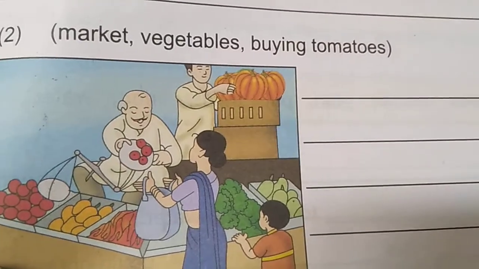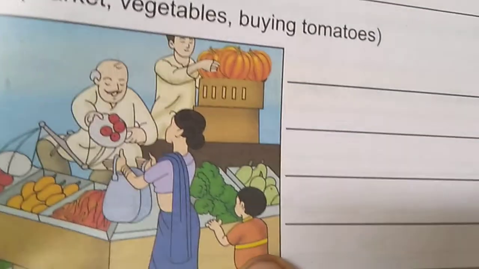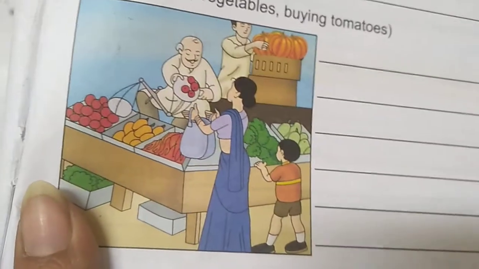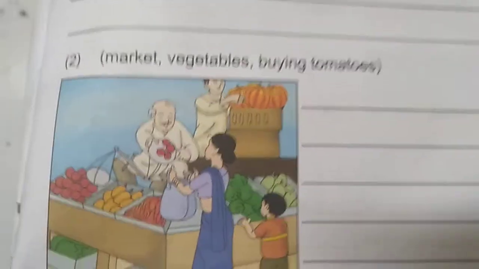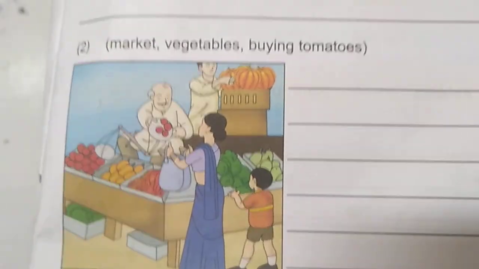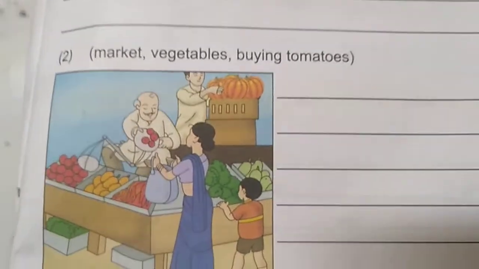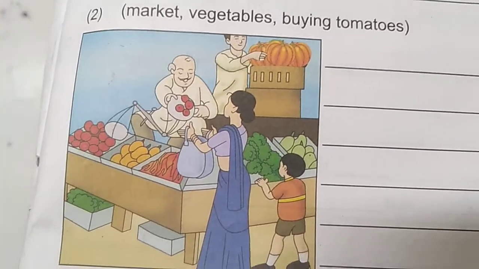And here you can see the lady is buying vegetables. And here you can see the boy is watching. Yes, children, what is the boy doing here? The boy is watching what his mother is doing, what she is buying, and what vegetables are there.